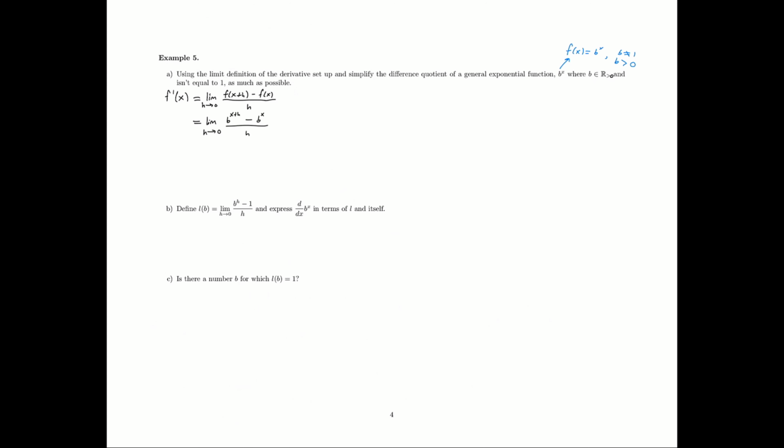So now remember the laws of exponents. Let's do this off to the side here: b to the x plus h is the same thing as b to the x times b to the h. So that means in the numerator here, we have something that has a b to the x minus something else that has a b to the x. So between these two terms, there is a b to the x in common, which means we should be able to factor that out. So I'll write this as b to the x times b to the h minus 1 all over h.